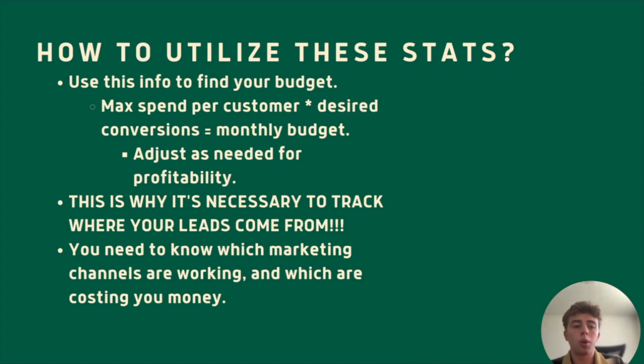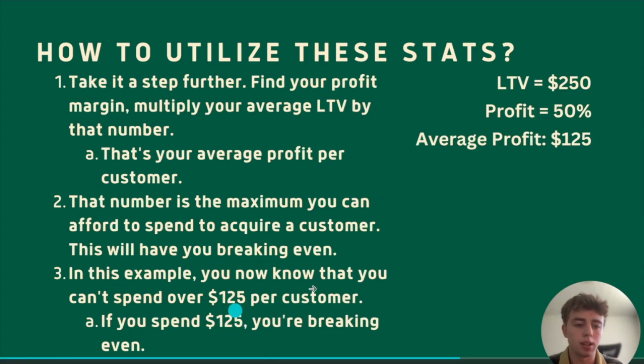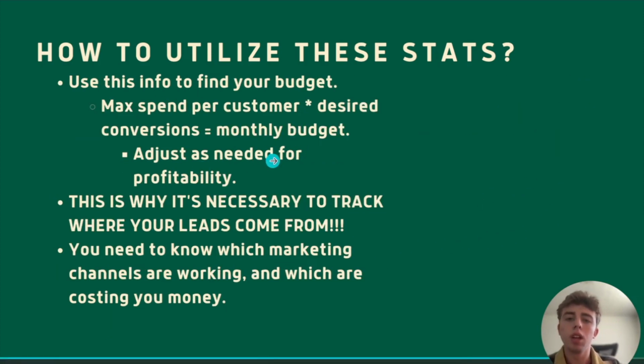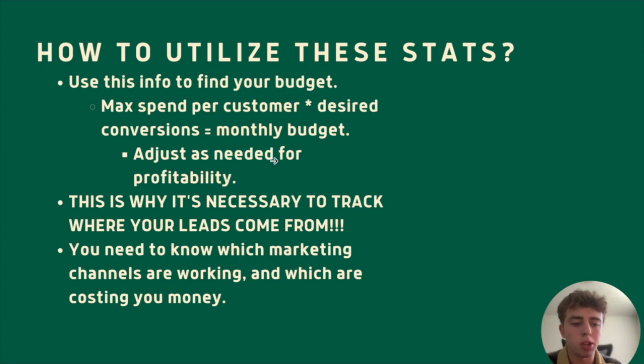So use this info to find your budget. If you are going into a marketing method that's new for you and you need to figure out your budget for that month, you need to find out your max spend per customer, multiply that by the desired amount of conversions from that method in that month. So say you want to get 30 conversions from Google ads in a given month. Multiply 30 by your max spend per customer. That would be this $125. So that is your maximum monthly budget. That's the maximum that you can afford to spend to get that number of conversions while breaking even.